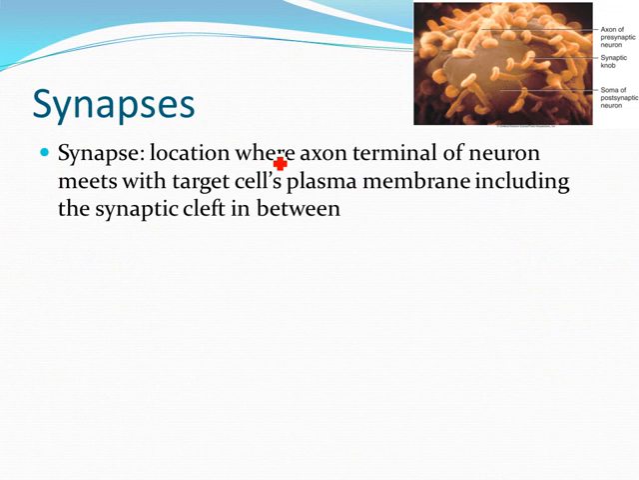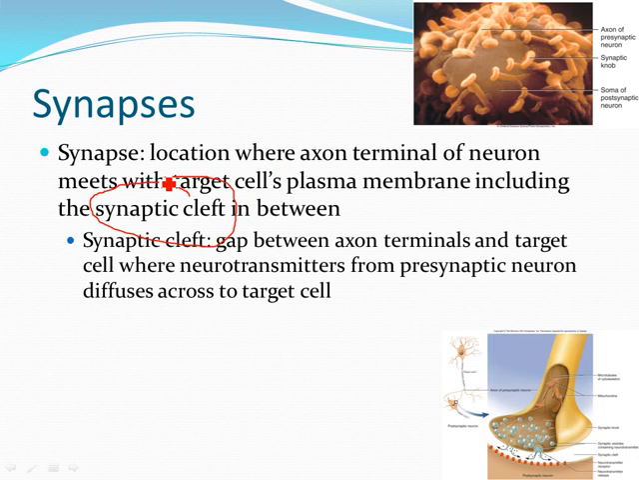So now that we have the action potential going all across the axon itself, finally we go to the axon terminals. We have the synapse. The synapse is this location where the axon terminals terminate and then meet up with another cell, whether it's another neuron or a muscle or whatever. In between, they form a synaptic cleft. Like the name implies, a cleft is a space, so this is a space in between the axon terminal and its target cell. This is where neurotransmitters diffuse across the synaptic cleft.